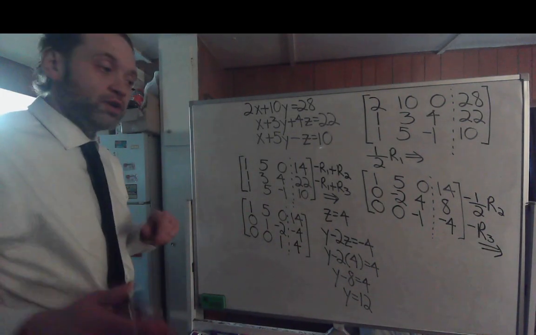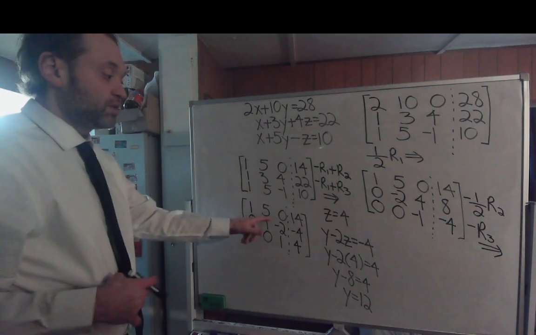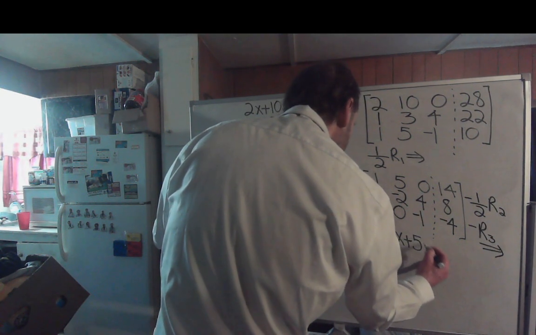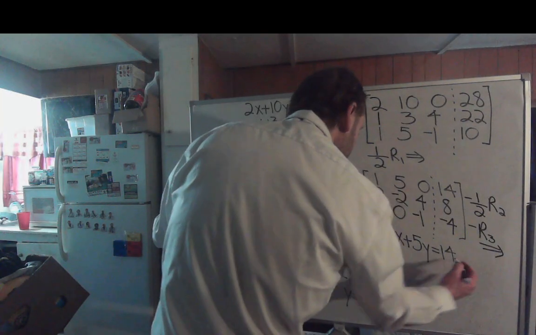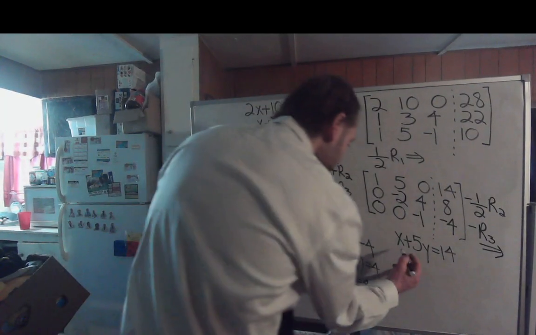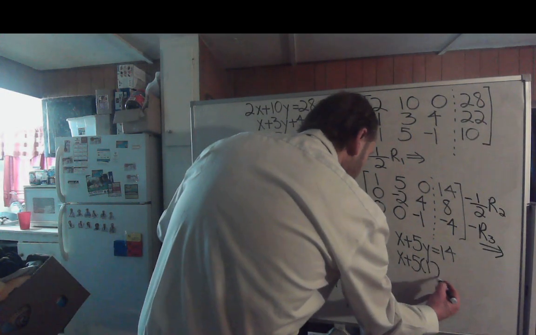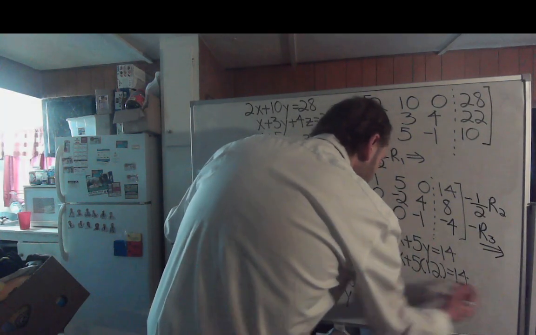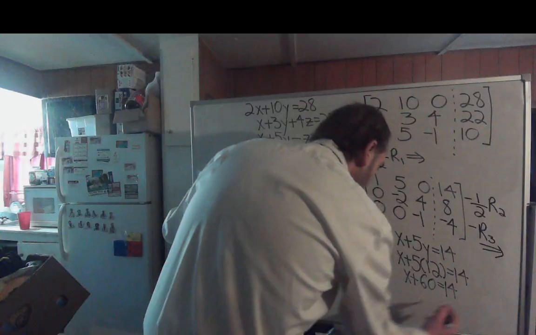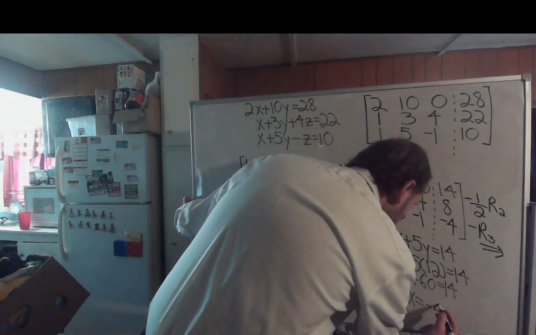Now we're going to take both of those and put that into the first row. Well, we don't have a z term, but we certainly have a y. So this would basically be x plus 5y is equal to 14. Since the z variable has a coefficient of 0, we don't even worry about that. This would become x plus 5 times that y value of 12 would equal 14, which would give you x plus 60 equals 14, which means x is going to equal negative 46.